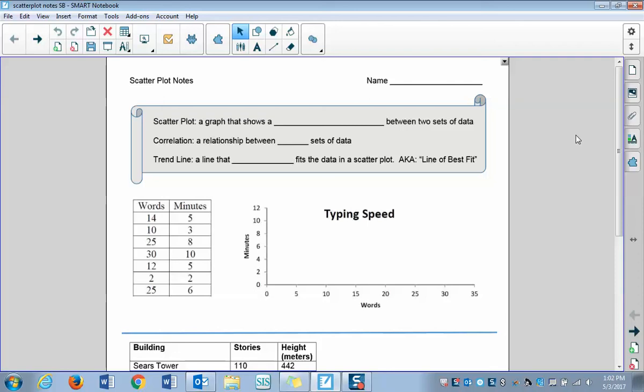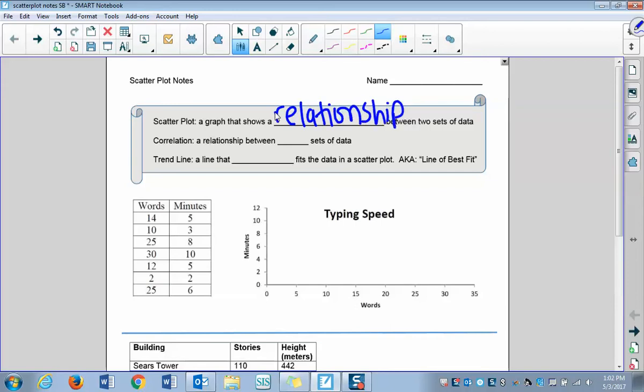Learning about scatter plots. Scatter plots are another way to show data. A scatter plot is just a graph that shows a relationship between two sets of data. With scatter plots, a relationship between the two sets of data is called a correlation. So correlation is the relationship, if there is one, between those two sets of data.